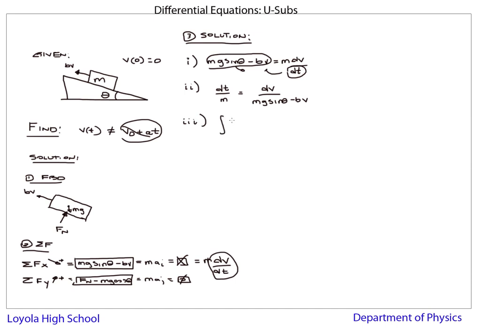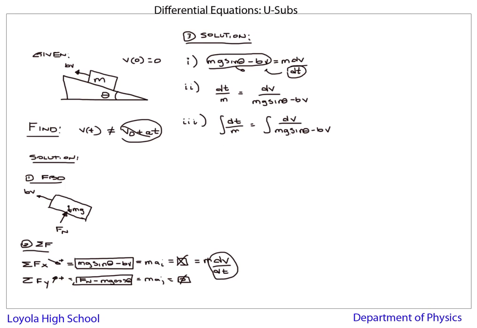I'm going to integrate dt over m, and over here I'm going to take an integral, and this is dv over mg sine theta minus bv. So we can't directly use the logarithmic rule because we have a constant sitting in here. This is a constant. M is constant, g is constant, and theta is constant. So we have a constant in here that doesn't allow us to use the log rule, but we're going to use a u substitution.